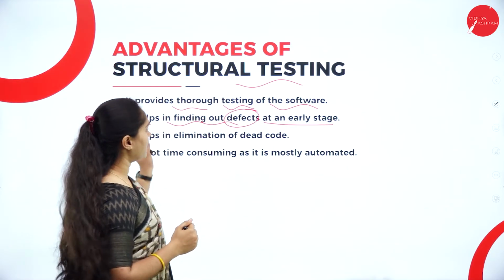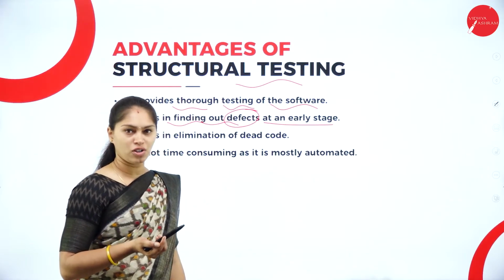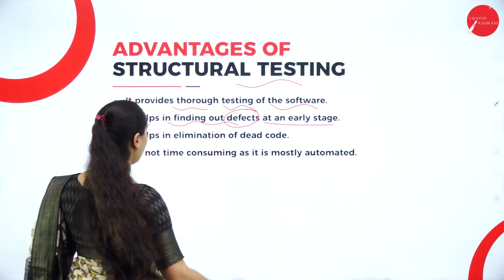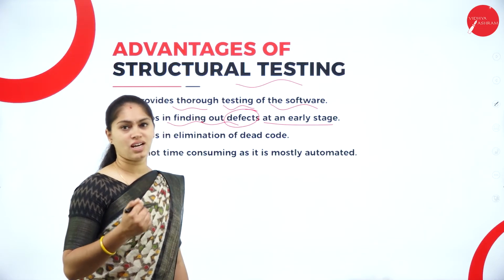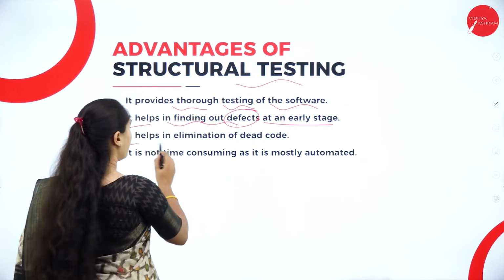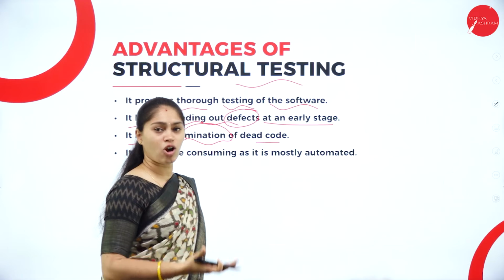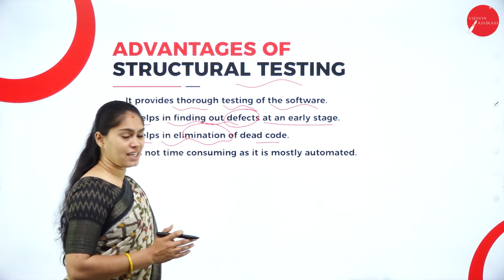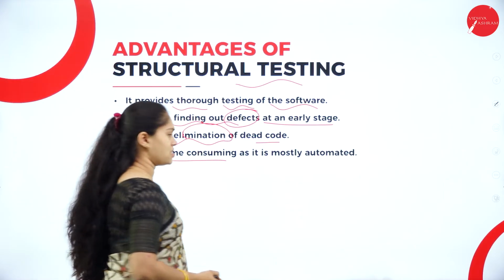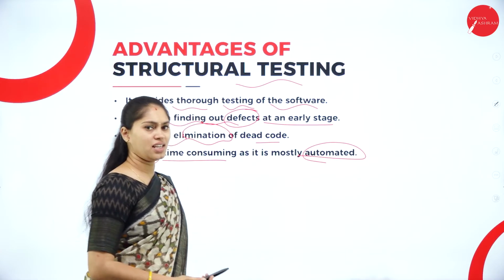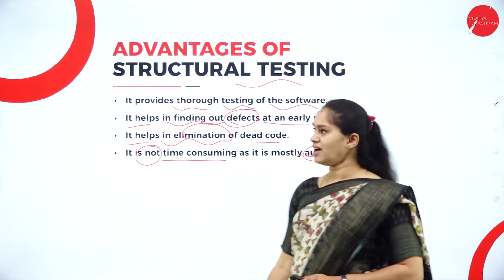When we perform this kind of structural testing, by the developer at the time of development, and we get to know the errors at the early stage, then it is easy to minimize the project development time as well as reduce the project development cost. It also helps in elimination of dead code which is not necessary, which is incorporated without any reason. All that code can be deleted with the help of structural testing. It is also not so time consuming, and it is automated. If it is automated testing, the time consumption will be less compared to manual testing. These are the advantages.